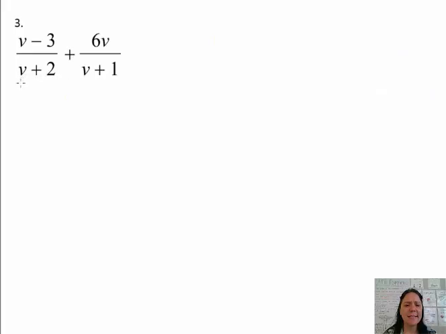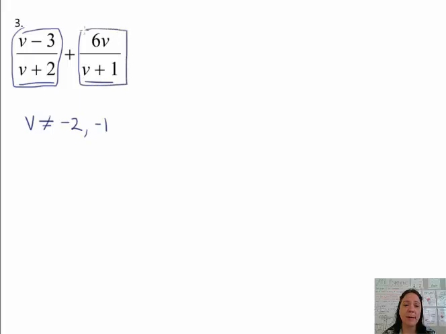Let's move on to our third example. All right, there's nothing like about our denominators here. Let's set up our variable restrictions. These are not going to be equal to -2 or -1. But I'm going to have to multiply this by v plus 1 over v plus 1, and I'm going to have to multiply this by v plus 2 over v plus 2. So let's set that up.